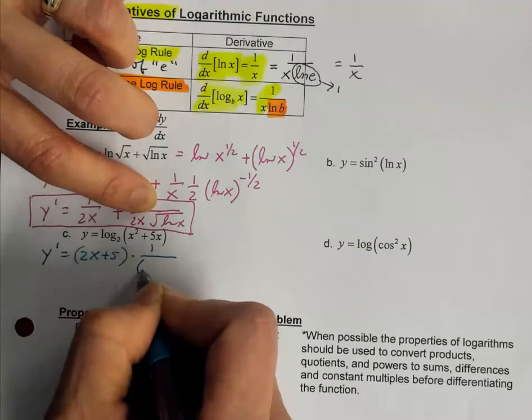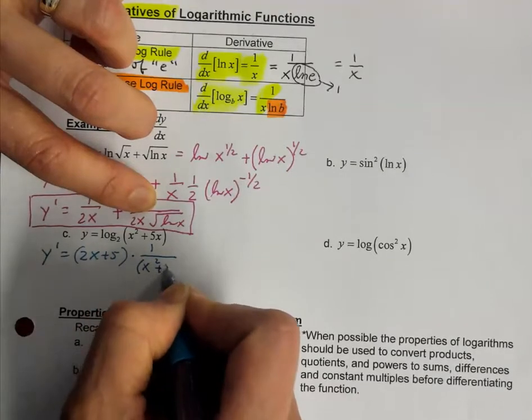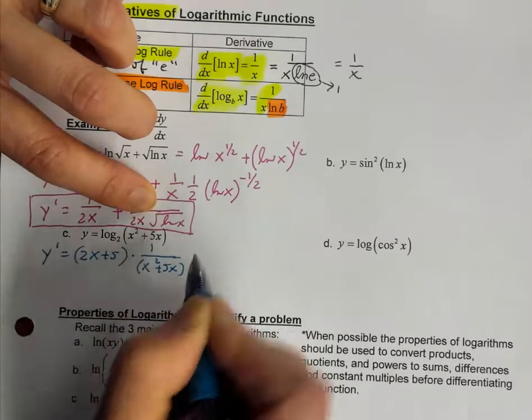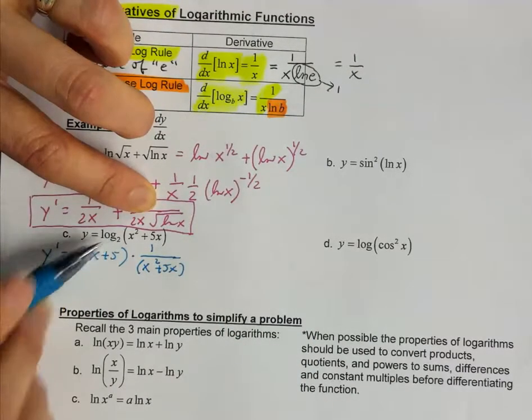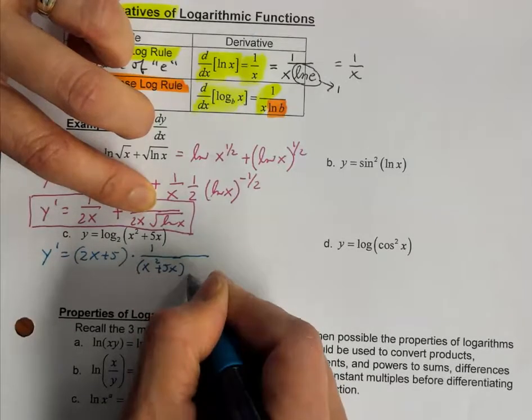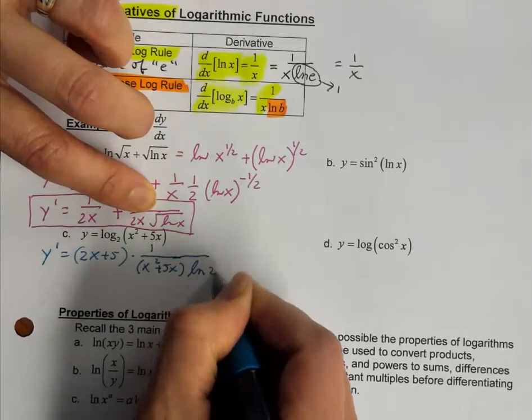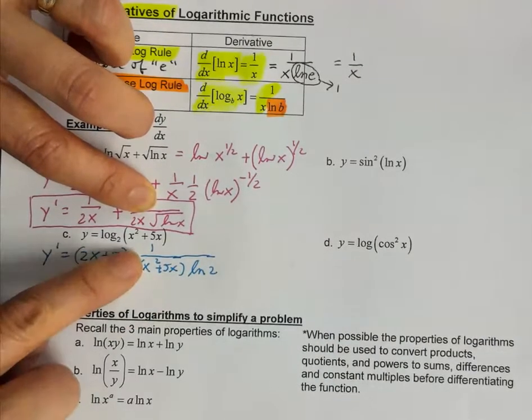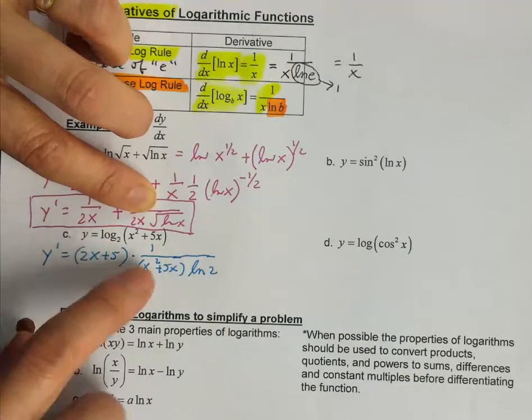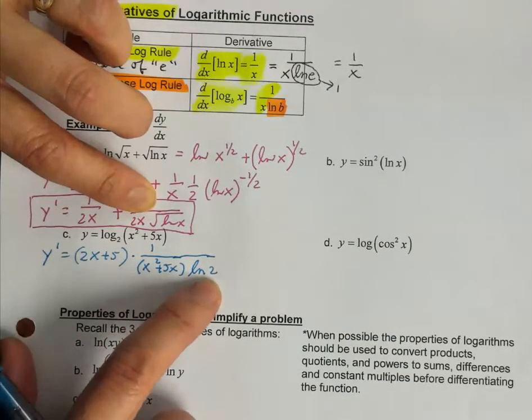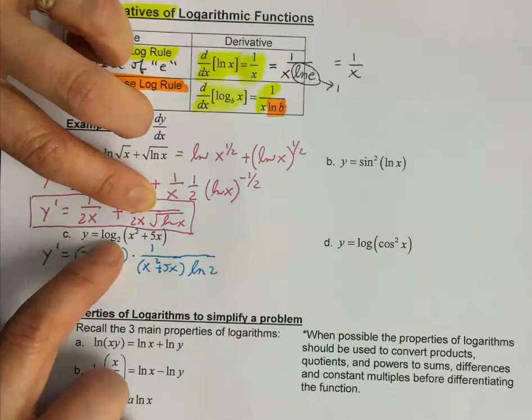So that'll be x squared plus 5x. And then you're going to have a base of 2, so then I would be multiplying in the denominator by the natural log of 2. Right? So it's similar to the ln, except you have to divide it by the ln of whatever that base is, right? Which is going to be a 2 there.